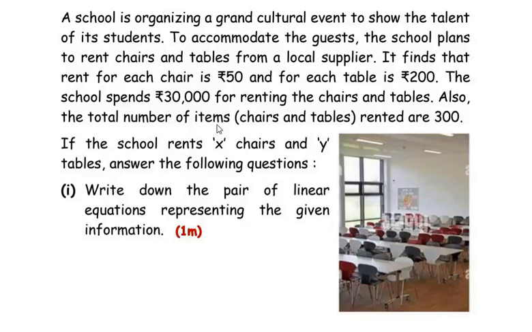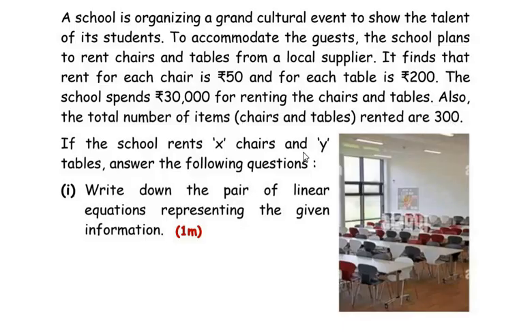So let us try to understand the question first. A school is organizing an event for its students and it has called some guests. So for the event, they have to take some tables and chairs from a local supplier. The supplier says that if you take one chair, the cost of one chair is going to be 50, and if you take one table, then the cost of one table is going to be Rs 200. So the school pays Rs 30,000 to the supplier and rents some chairs and tables. The total number of chairs and tables they have taken from the supplier is 300.